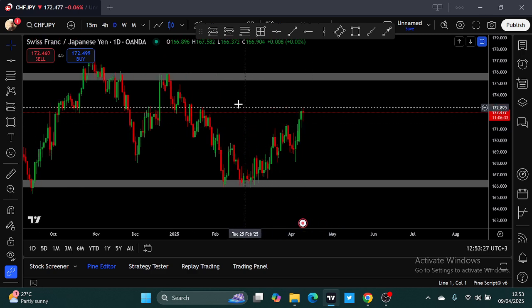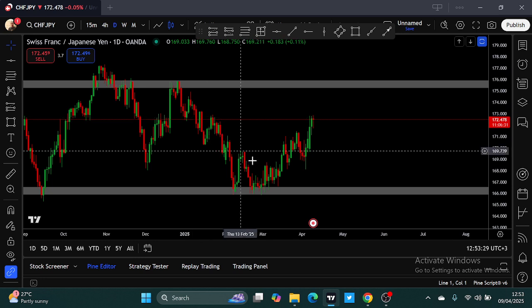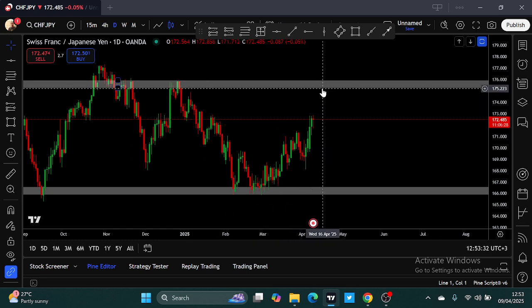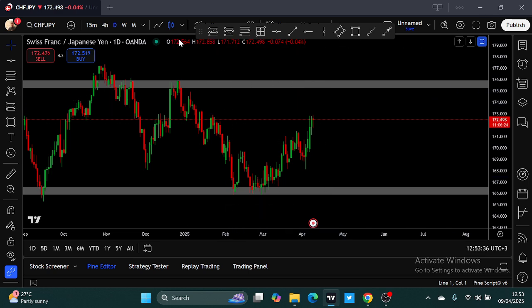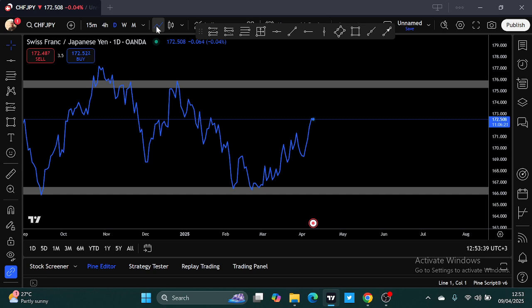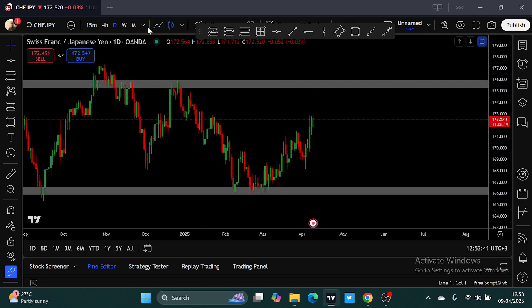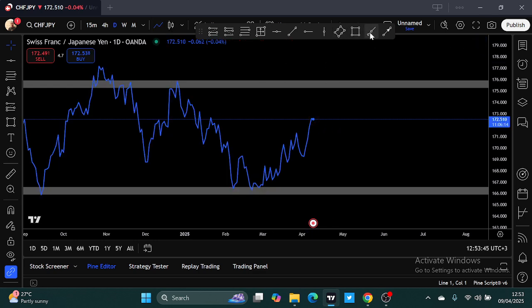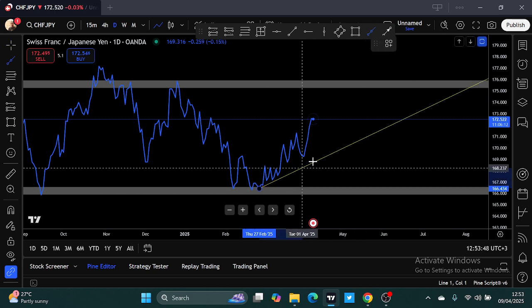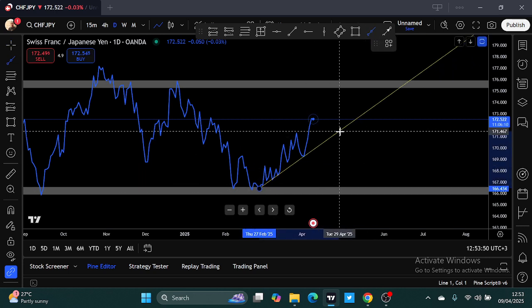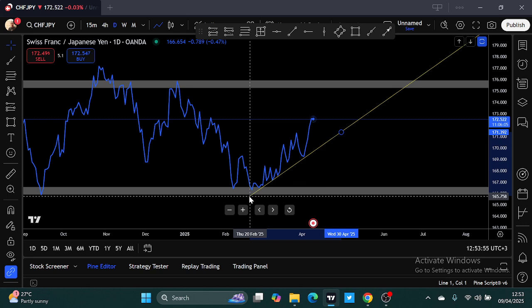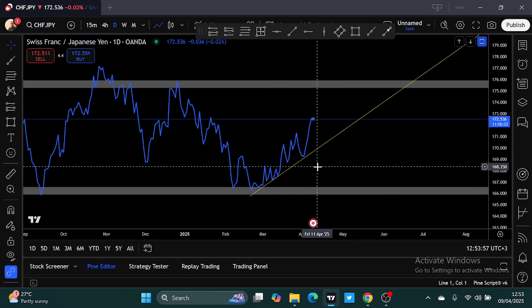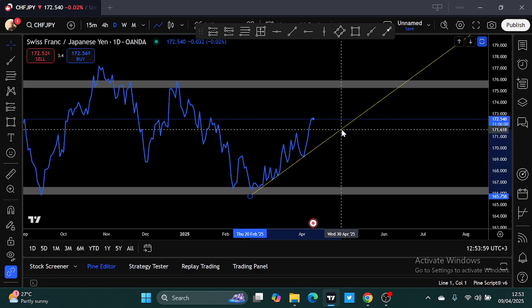So now that we know that the market has broken here, it is coming here. So what do we do? What next? We are looking for an entry model to take us to this area here. So this is the daily time frame. I'll draw a trend line. I like using trend lines because trend lines will show you how the market is moving and where it is going to.